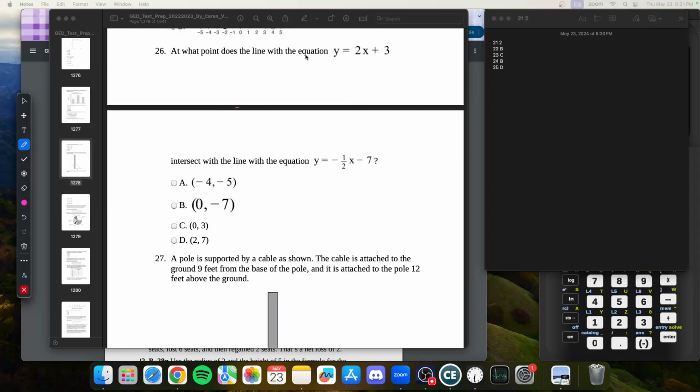So answer A is -4, -5, right? Let's just see if that's true. So they're saying y is -5. They're saying x is -4. 2 times -4 plus 3. So we have -5 equals -8 plus 3, which is -5 equals -5. Okay. So A works for this equation. So if A also works for the second equation, that definitely means that A is the correct answer. You just have to check. Go ahead and give this one a try.